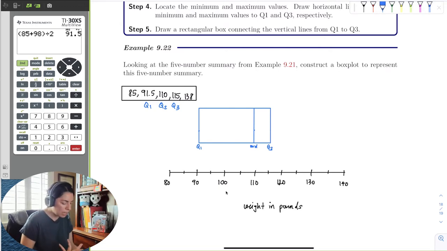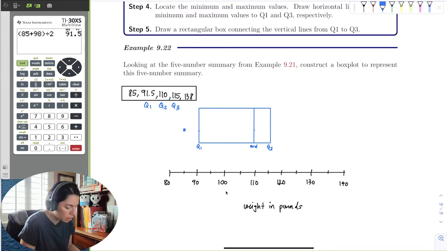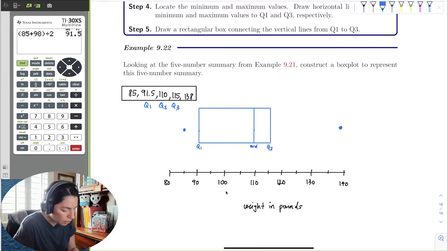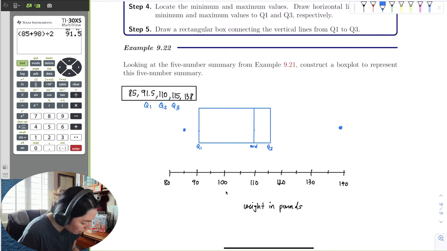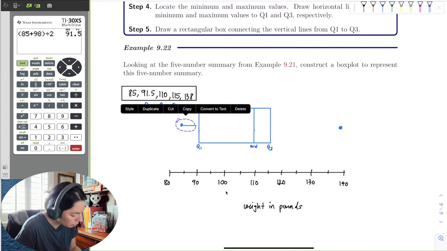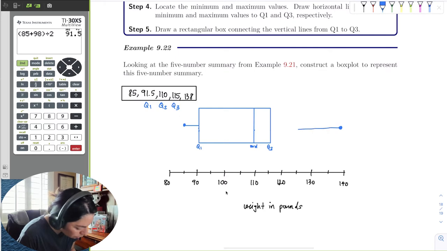Now mark the min. The minimum is 85, so it's right here. And then go ahead and do a big circle like that. And mark the max, which is 138, which is way over here, like that. Okay, once you mark the min and the max, draw a line from the box to the min, like that. And then over here to the max, like that.